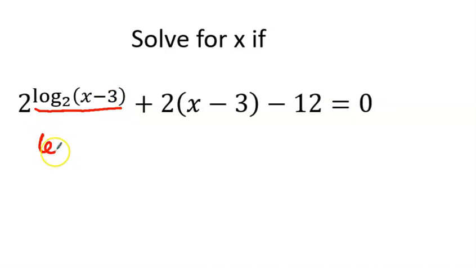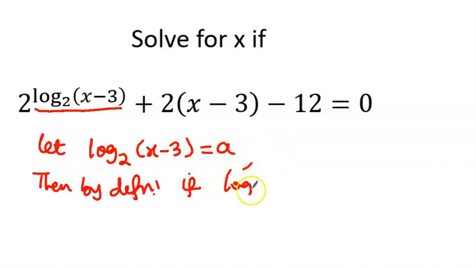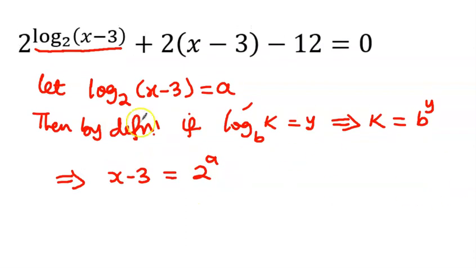Let log to the base 2 of (x minus 3) be equal to a. Then by definition, if log k to the base b is equal to y, then we can say that k is equal to b raised to the power y. With this, we can say that x minus 3 will be equal to 2 raised to the power a. Then we substitute it in the equation.